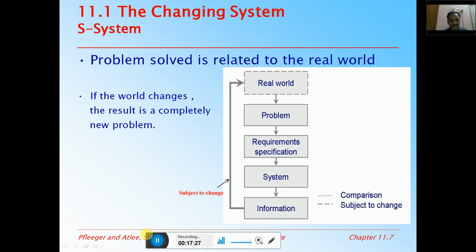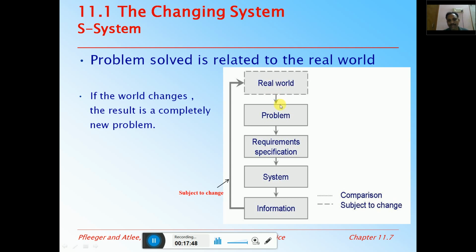Now these are the pictorial representations of the types of systems. S system: the problem solved is related to the real world. So if you observe here, if the world changes, the result is completely a new problem. Okay, so you know about the real world.